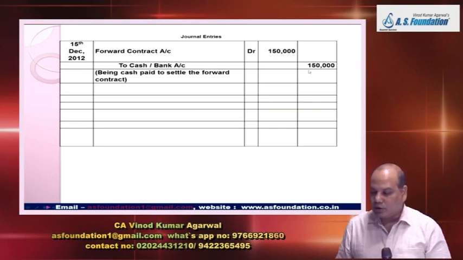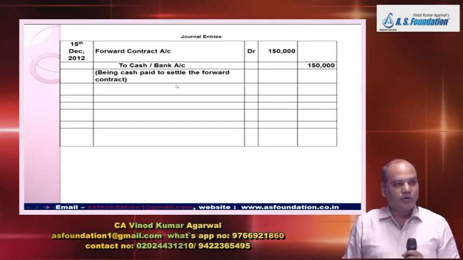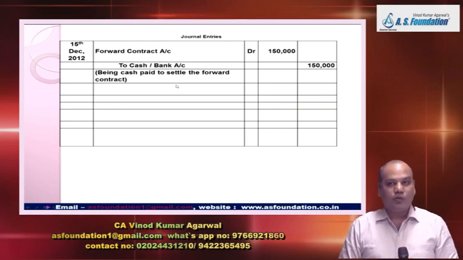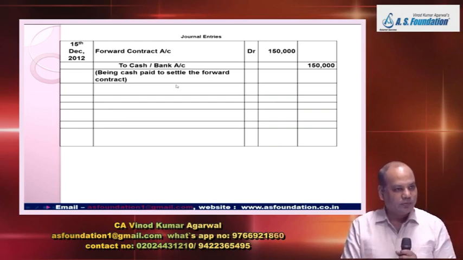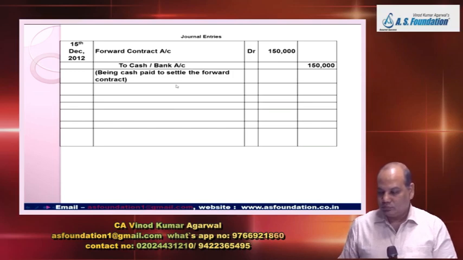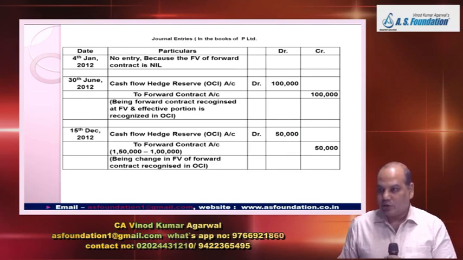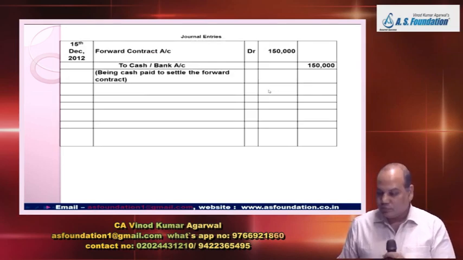So forward contract account debit to bank account 1,50,000. Being cash paid to settle the forward contract. You will assume in the exam all forward contracts are net settled, okay, if nothing is given. Wait a minute. You still have a balance of 1,50,000 debit in cash flow hedging reserve.